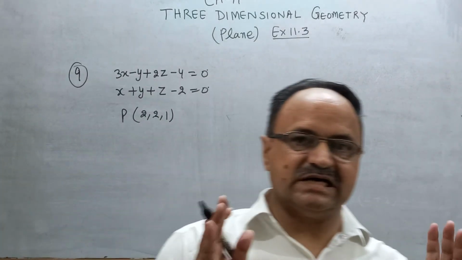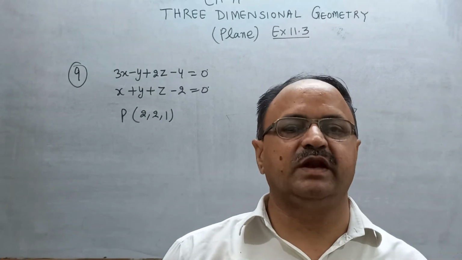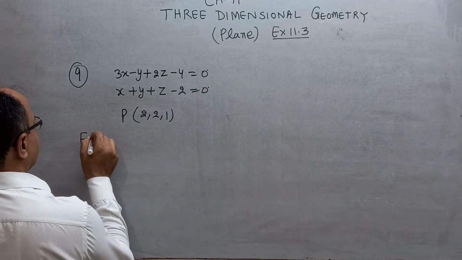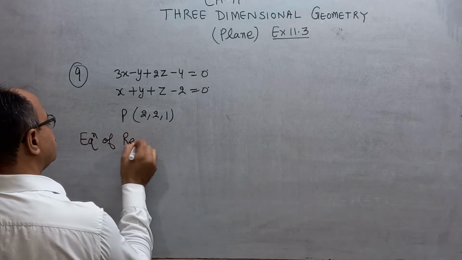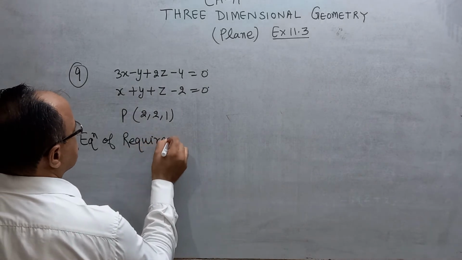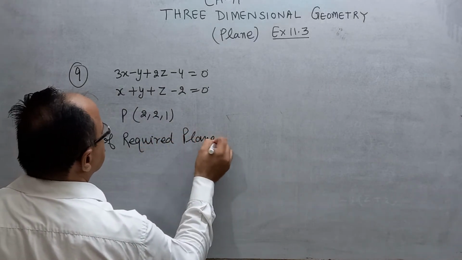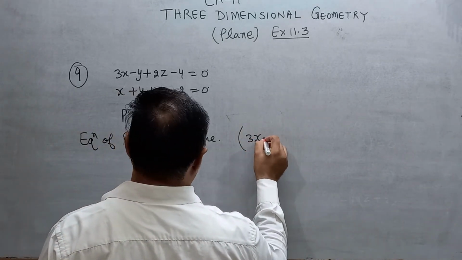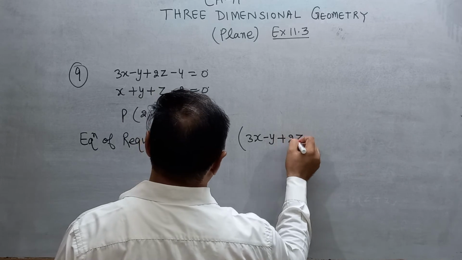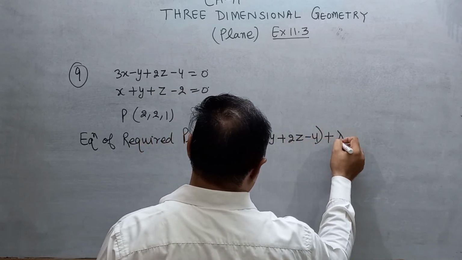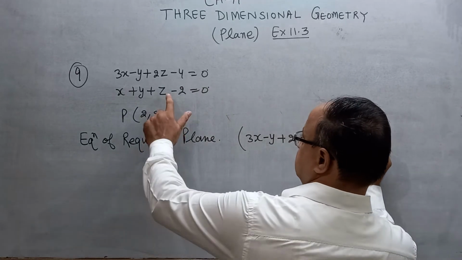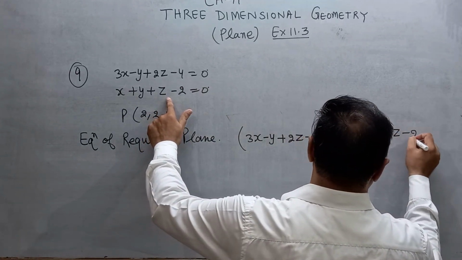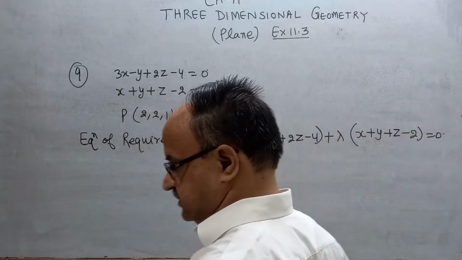Equation of the plane passing through the intersection of two given planes. Formula: equation of the required plane is equation of first plane, 3x minus y plus 2z minus 4, plus lambda times equation of second plane, x plus y plus z minus 2, is equal to 0. Correct?